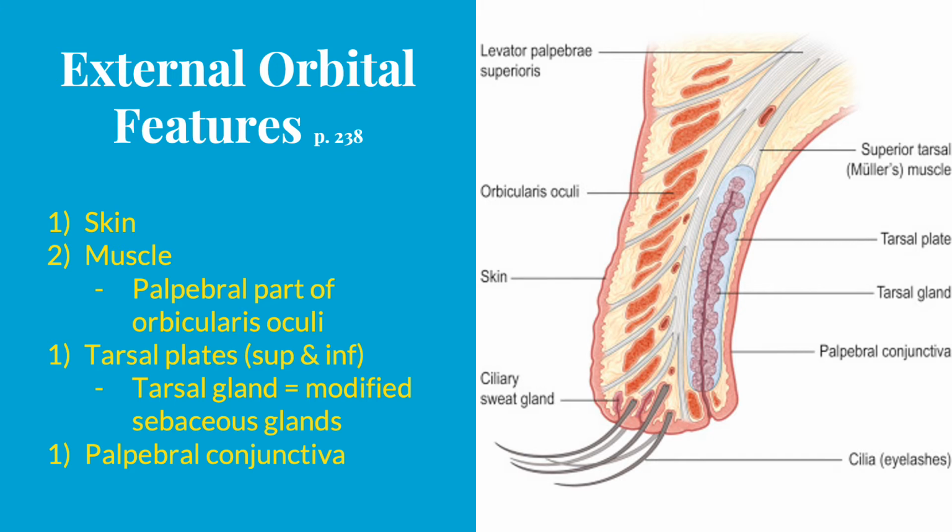So the tarsal plate is what gives your eyelid that structural support, if you were one of those people who flipped their eyelids inside out. So that's going to be that tarsal plate. And your tarsal glands or your meibomian glands are going to be located in that tarsal plate. And I think that diagram on the right does a pretty good job of describing that. So hopefully that's helpful for you.